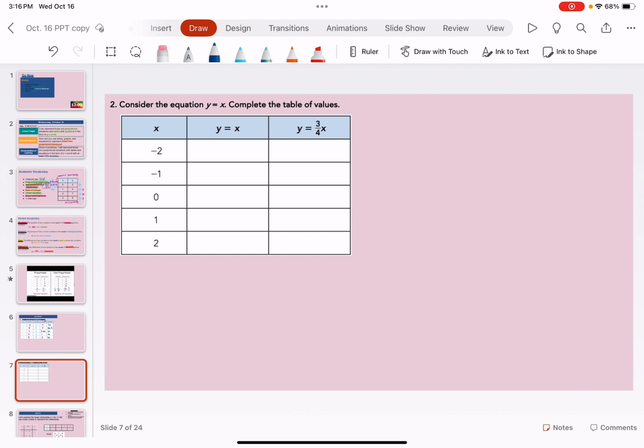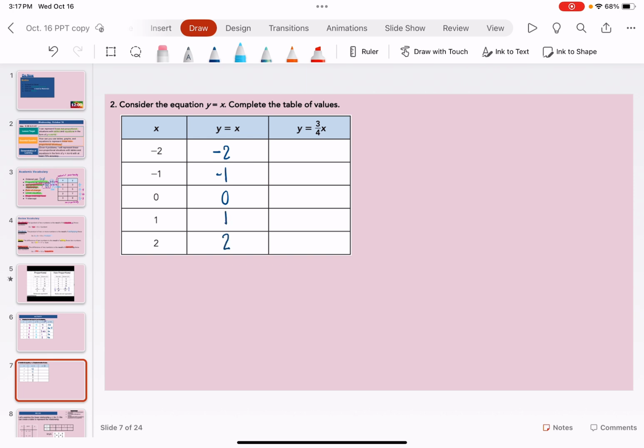The second table, we have the same x values, -2, -1, 0, 1, 2. And again, we have that same equation, y is equal to x. So this first column is super easy to complete because we're just writing the same x values for our y values, because x and y are the same. So it's the second one.